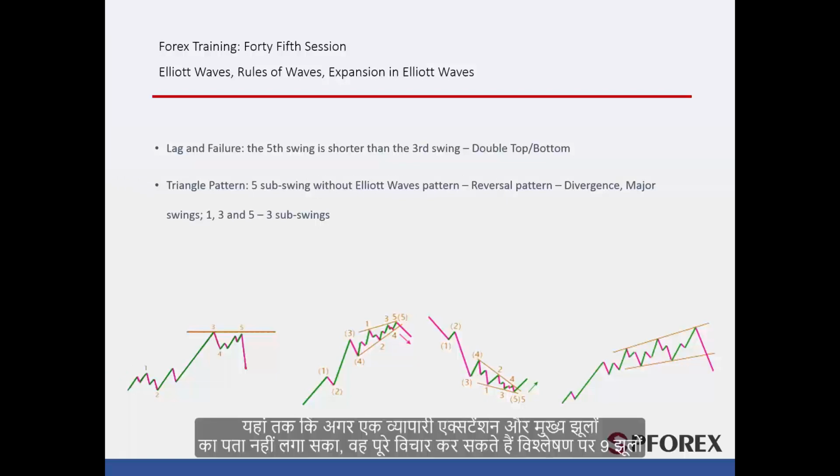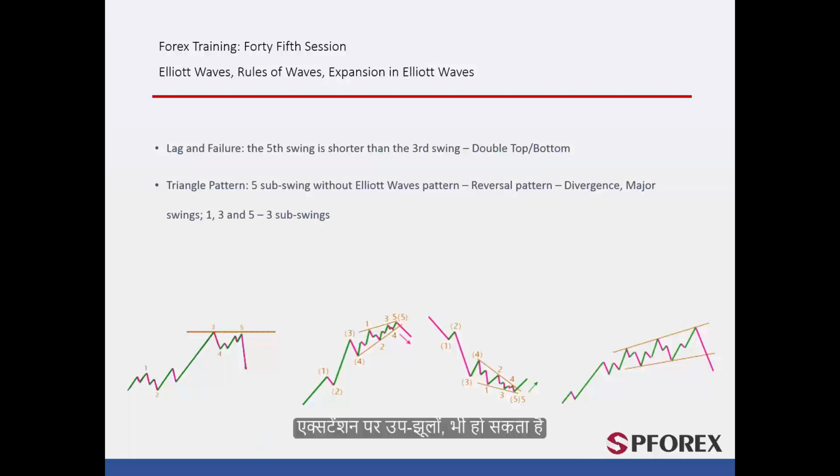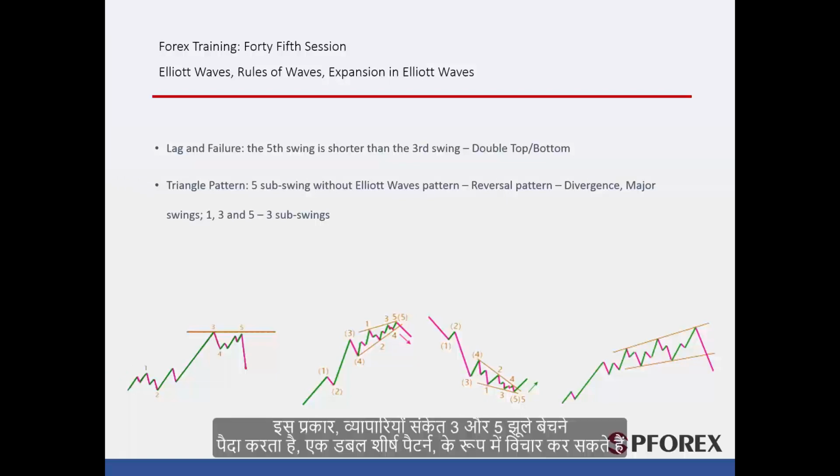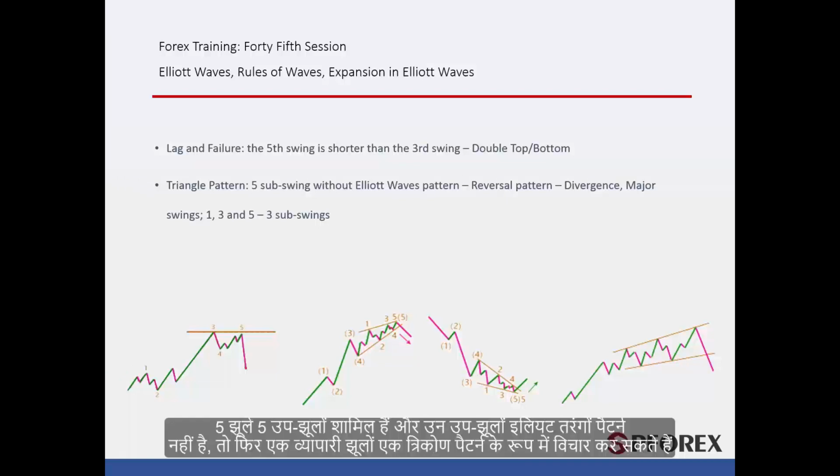Even if a trader could not detect the extension and main swings, he or she can consider the whole 9 swings on the analysis. Extension can occur on sub-swings too. Sometimes swing number 5 lags behind the third swing high point due to a rapid gradient of the third swing. Thus, traders can consider the third and fifth swing as a double top pattern, which produces a sell signal. If the fifth swing includes 5 subswings, and those subswings do not have Elliot Waves patterns, then a trader can consider the swings as a triangle pattern.